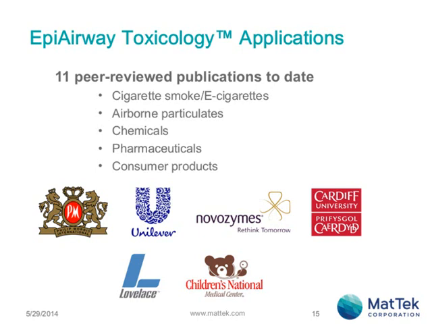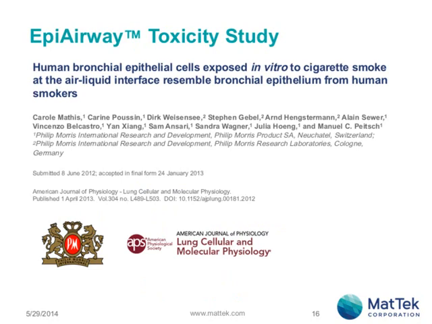So there are currently 11 peer-reviewed publications in the toxicity category, examining anything from cigarette smoke and e-cigarette toxicity to airborne particulates, chemicals, pharmaceuticals, and consumer products. So in the category of toxicity, the study I'm going to be presenting is entitled Human Bronchial Epithelial Cells Exposed to In Vitro Cigarette Smoke at the Air-Liquid Interface Resemble Bronchial Epithelium from Human Smokers. And this study was published by Philip Morris in the APS Lung Cellular and Molecular Physiology Journal in 2013.